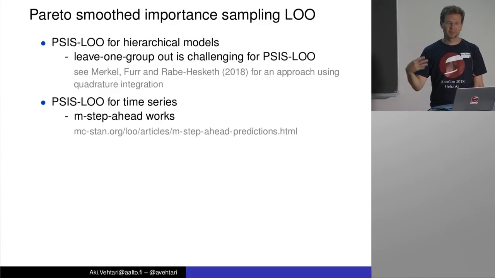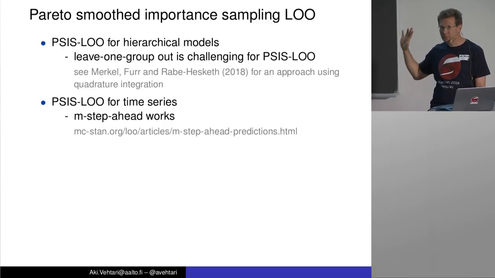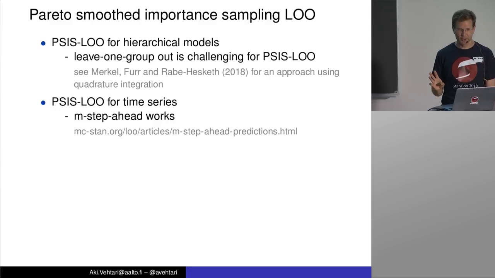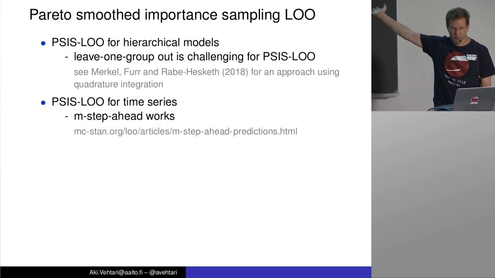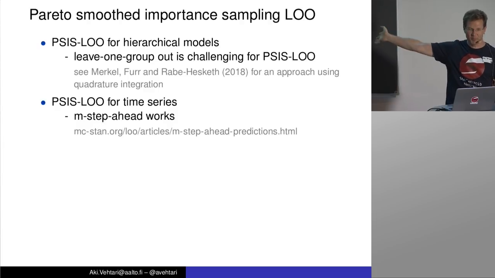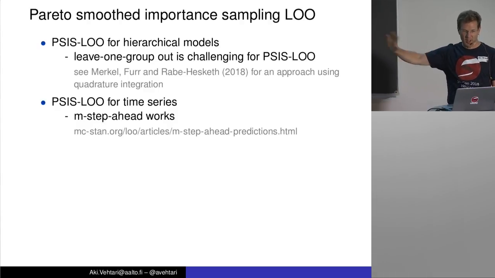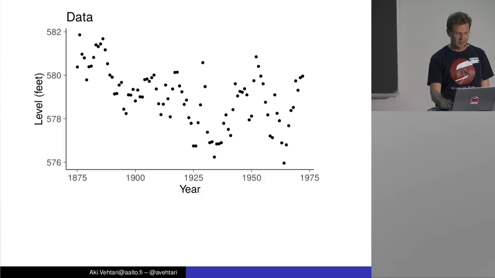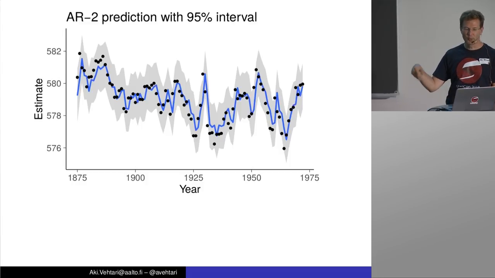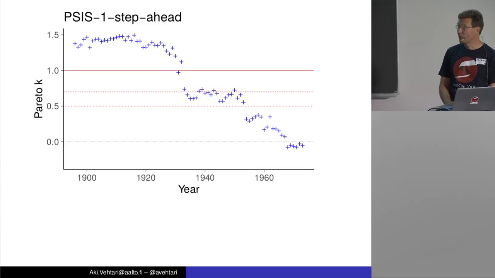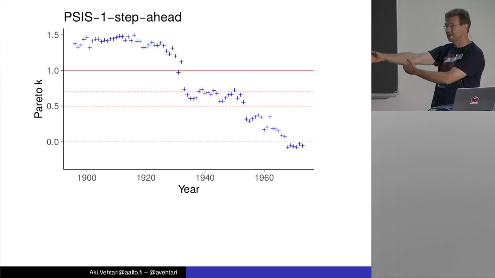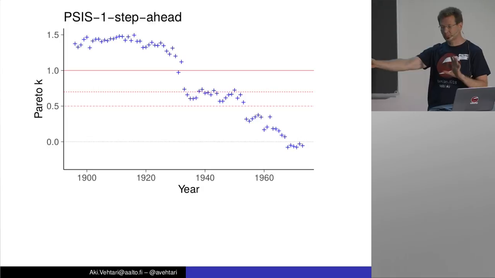For hierarchical models, if we are just interested in LOO, we can use PSIS-LOO, of course. Leave-one-group-out is challenging for PSIS-LOO. It may be that we have something for that in the future, but currently it seems to require additional quadrature integration. For time series, M-step-ahead works. So here's the Lake Huron data, and here's an AR2 model with prediction for it.